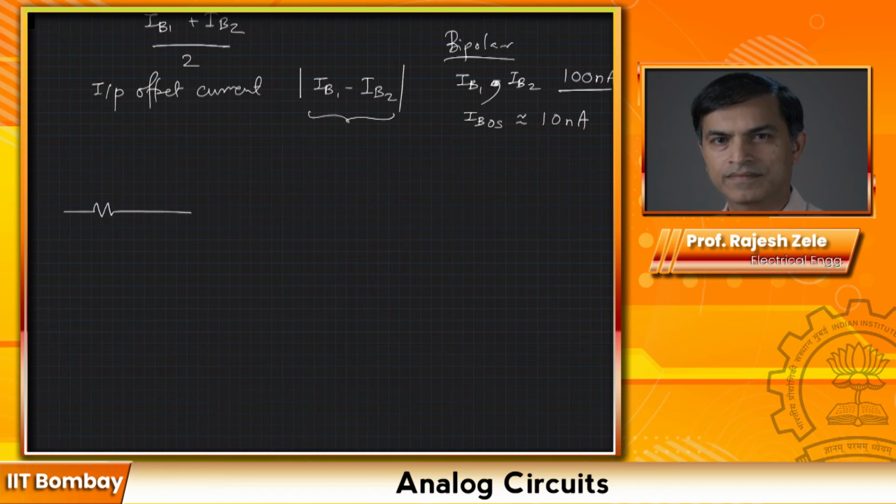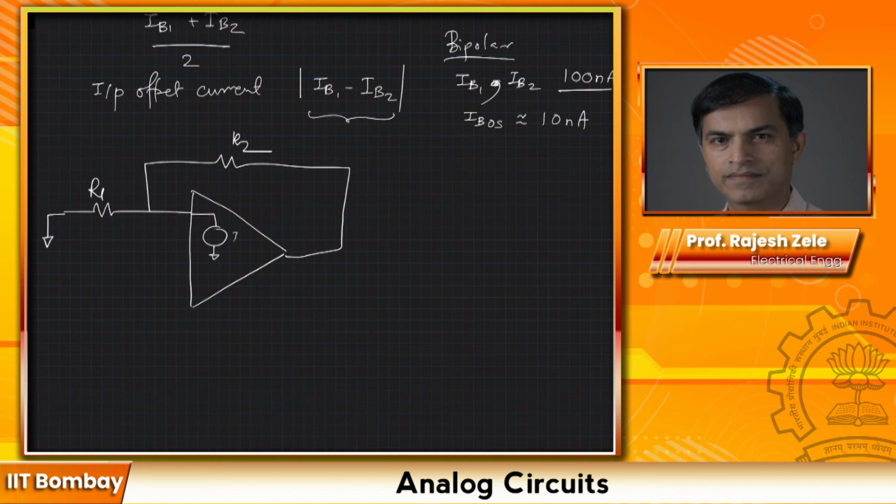So let's take as a first example our favorite non-inverting amplifier, with R1, R2, and here is the current flowing, IB1, IB2. Okay, the current is flowing in this direction. Again, this is just a notation. And we are applying an input voltage at this point.